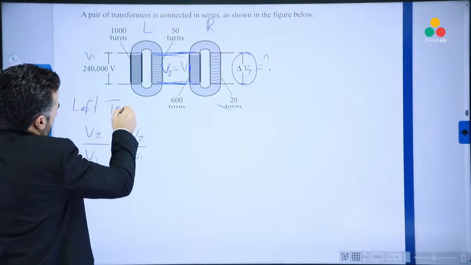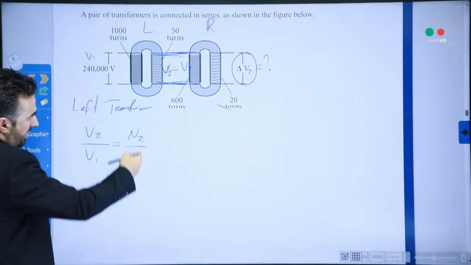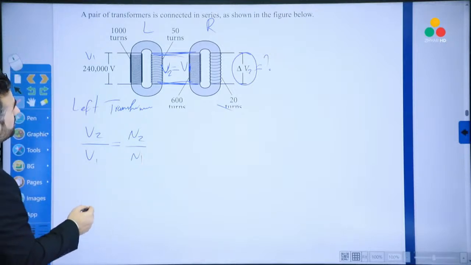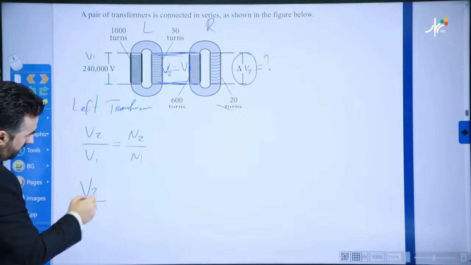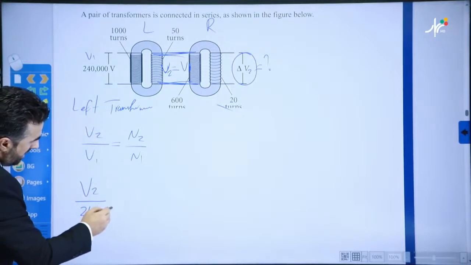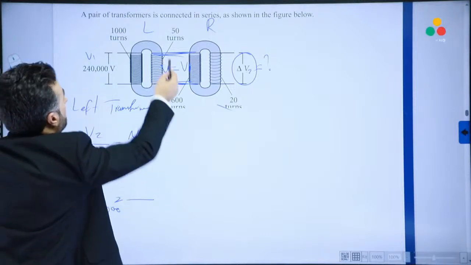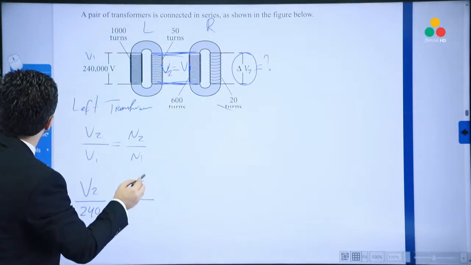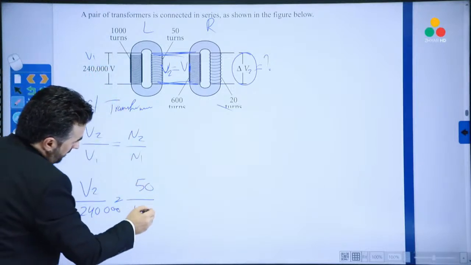Left transformer. Okay, so V2, V1, N2, N1. What is V2? V2 is unknown. That is, we're talking about this one here. So here's V2. V1 is 240,000 volts. It is equal to N2, clearly 50 turns. And then N1 is 1,000 turns.